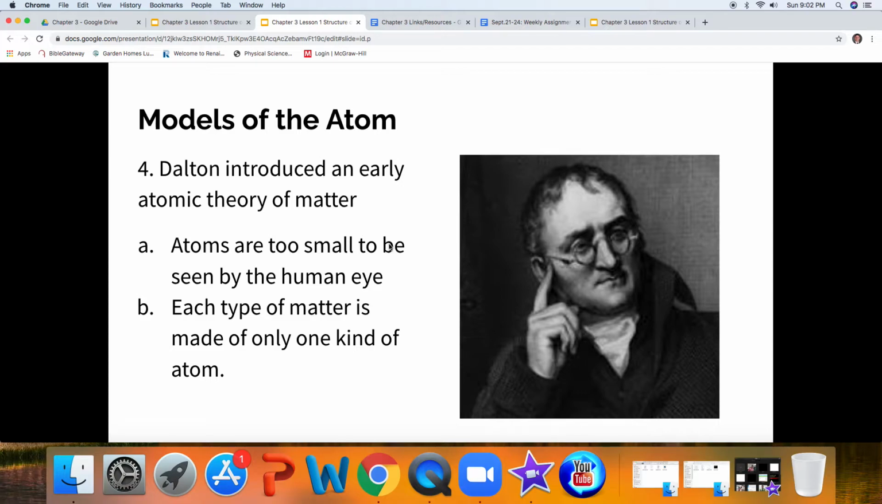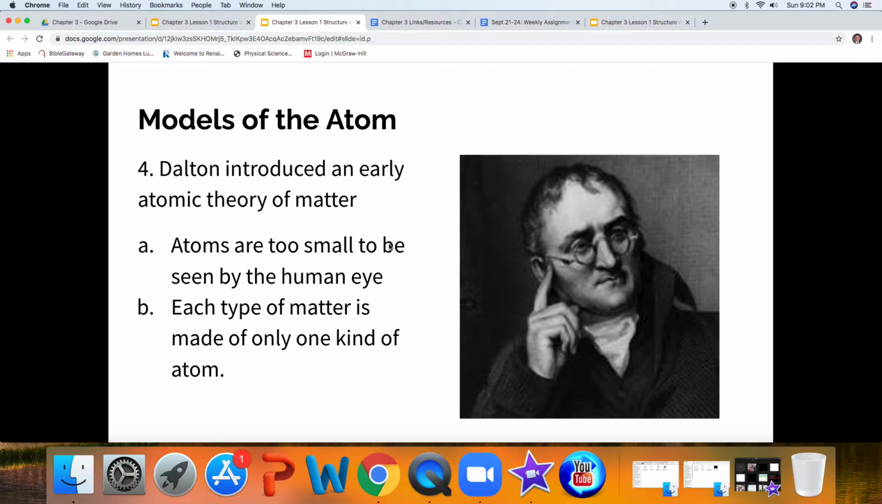Because predictions using Dalton's model were supported by data, the model became known as the atomic theory of matter. Atoms are too small to be seen by the human eye, and each type of matter is its own type, made up of its own type of atoms.